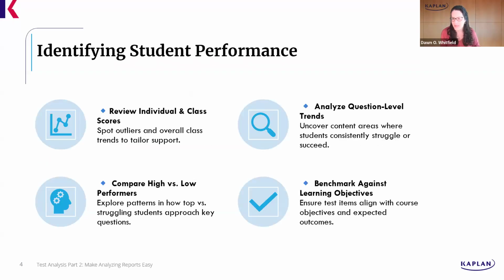As we think about identifying student performance, as faculty, we want to review individual and class scores. Start with a high-level view. Look at how individual students performed and then zoom out to assess overall class performance. This helps us to spot outliers who may need targeted support and identify whether the whole class is meeting expectations. We also want to analyze question levels and trends.